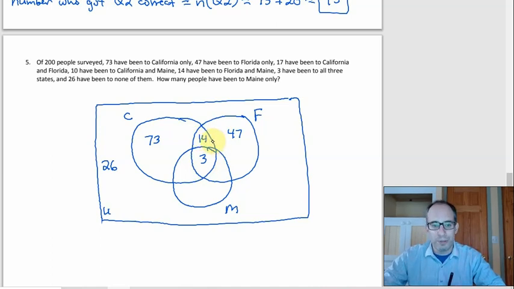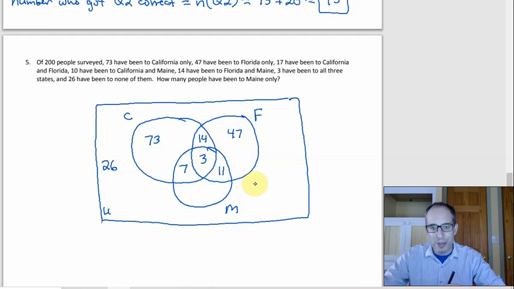Then we can do the same thing. 10 have been to California and Maine. So here's the California and Maine overlap. We've got 3 here. We need 7 there. So California and Maine, but not Florida. So 7 plus 3 is 10, and that checks out. Then 14 have been to Florida and Maine. So the Florida and Maine intersection is this football right here. And so there are 3 there. We need 14 total, so we need 11 there.